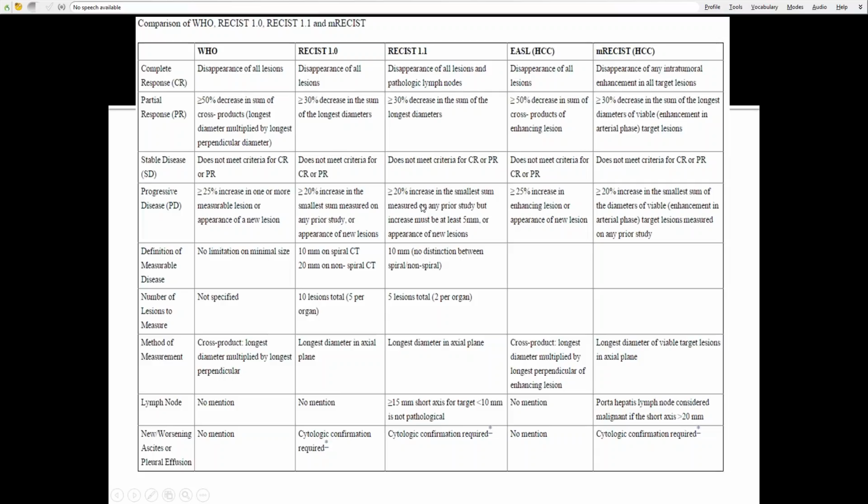So I know this is a busy slide, but it basically gives you a list of a bunch of different criteria that people might use in order to evaluate tumors before treatment, after treatment.